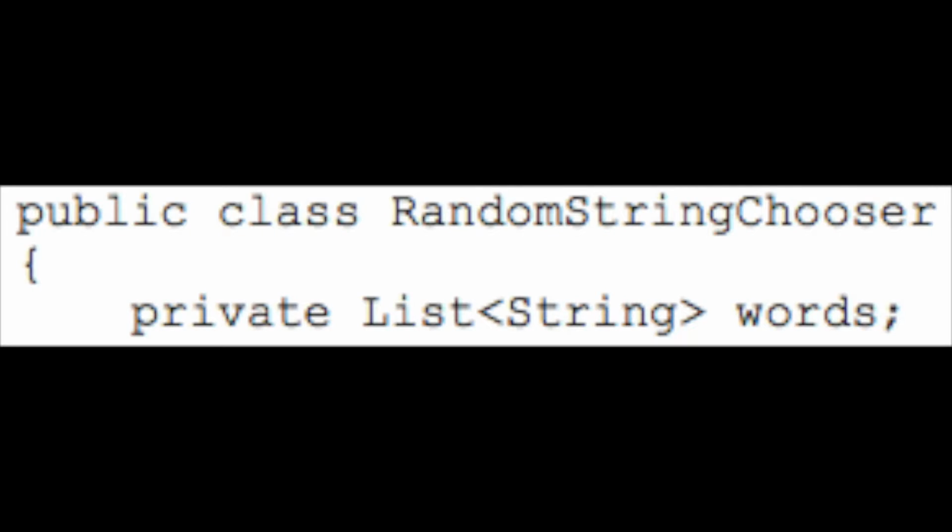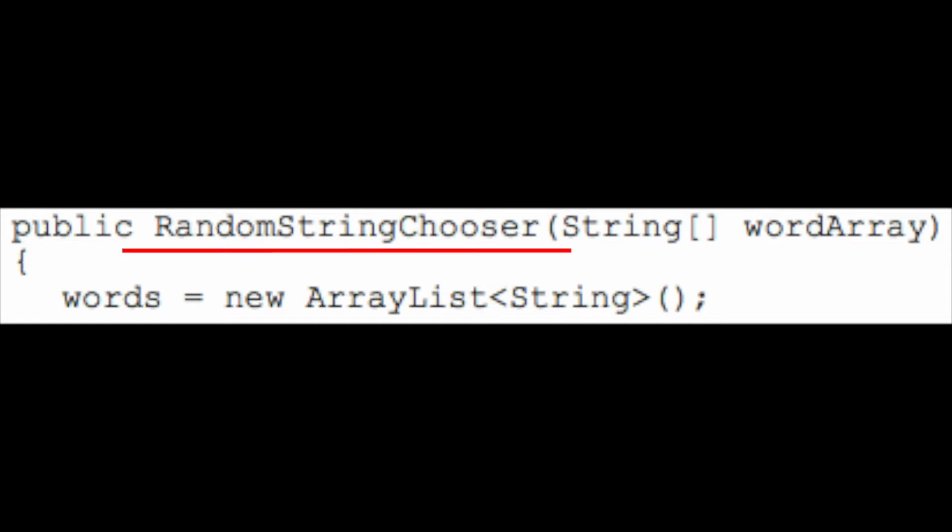To start this code, you will declare a class with the name provided in the problem, random string chooser. Next, you'll want to declare a private instance variable. This variable will be a list of strings, as I'll explain later. Now you want to create a constructor that copies the parameter word array into the previously declared list words.